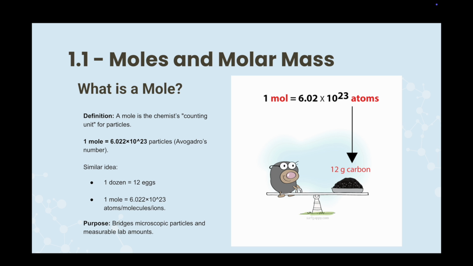Now, let's start with something similar. When you go to the store and buy eggs, you don't buy them one by one. You buy them by the dozen. Why? Because it's much easier to say, I need 2 dozen eggs than I need 24 eggs. The dozen is simply a convenient counting unit.